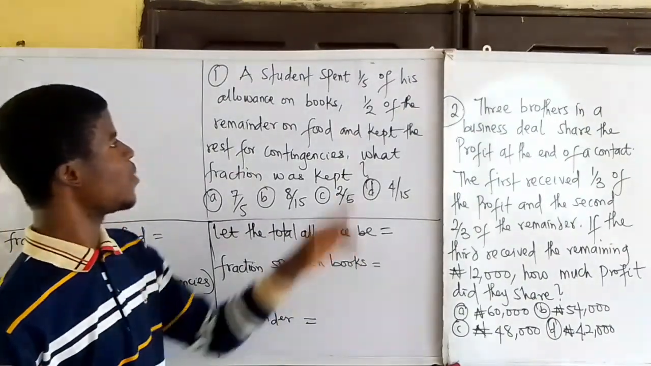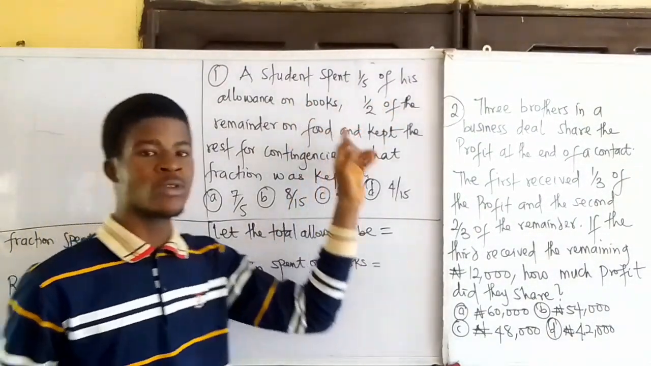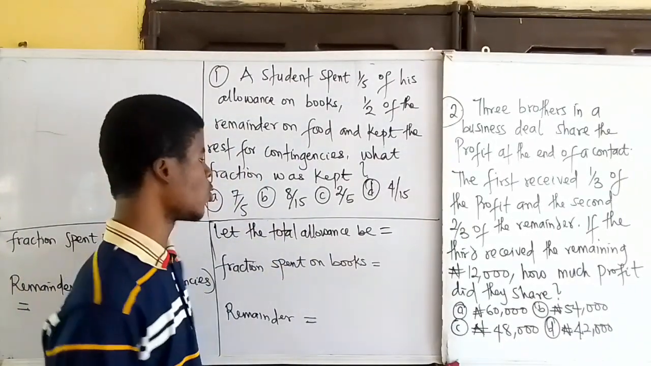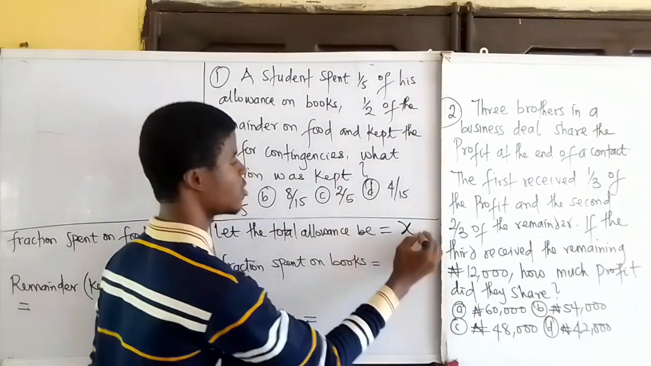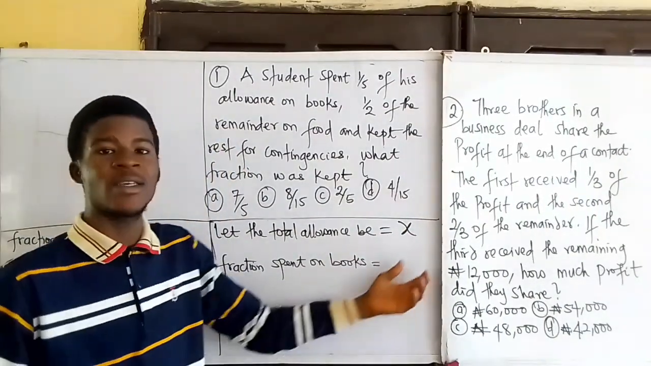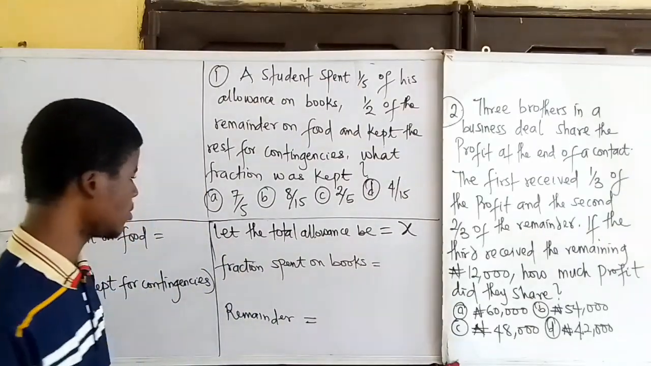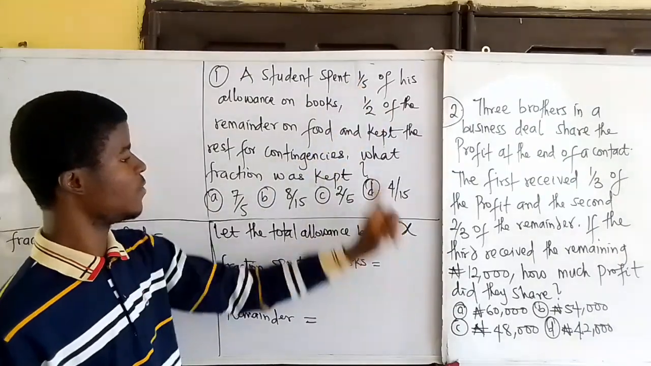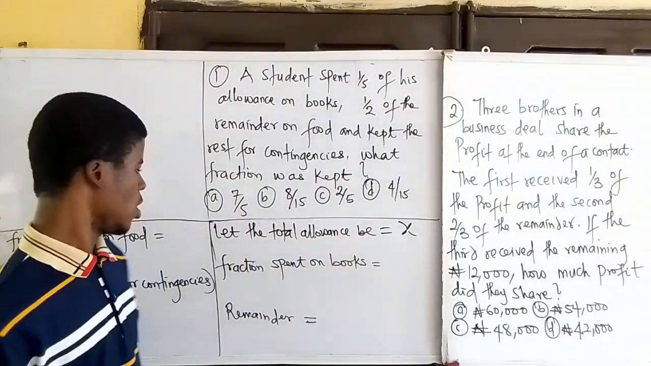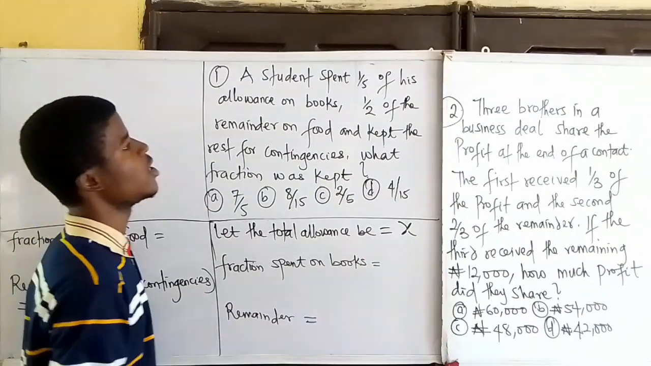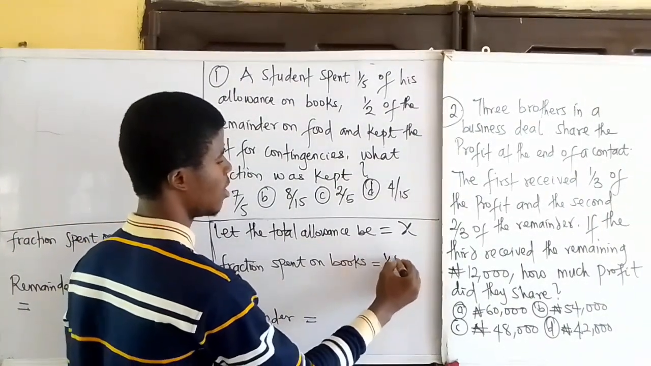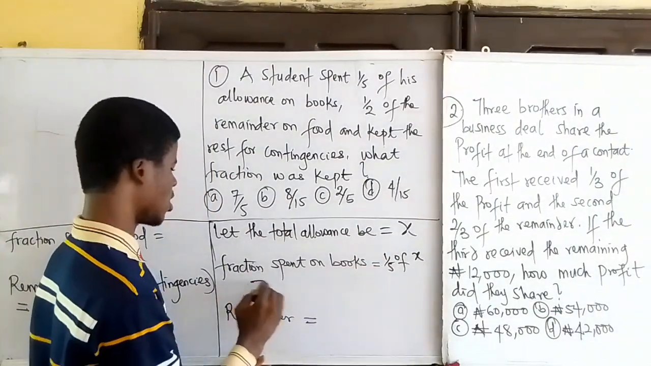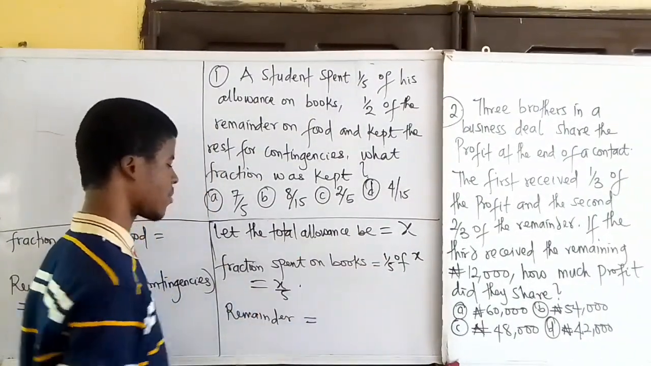Now, he spent 1/5 of his allowance on books. First of all, we don't know the amount that was the allowance initially. So we can say, let the total allowance be X. Let's say in Naira, for example. Now, he spent 1/5 of this allowance on books. So the fraction that is spent on books is 1/5 of the allowance, X. That is 1/5 times X, and that is X over 5.